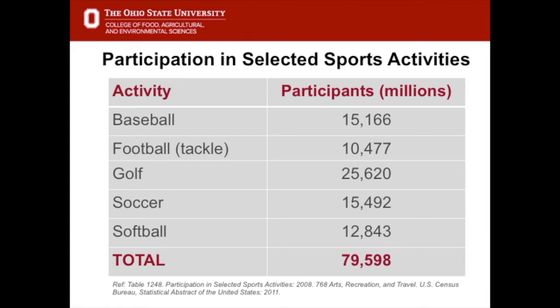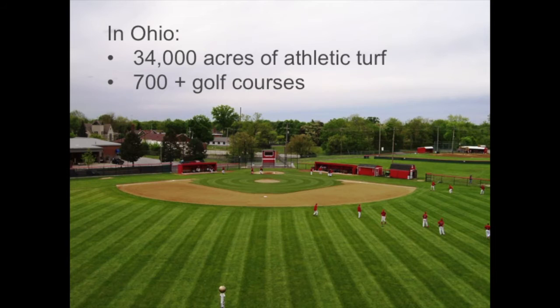So it obviously does have an economic benefit, and it also has a health benefit to many people. In Ohio, we have about 34,000 acres of athletic turf in the state. We have over 700 golf courses. This is one of Westerville's high school baseball fields.